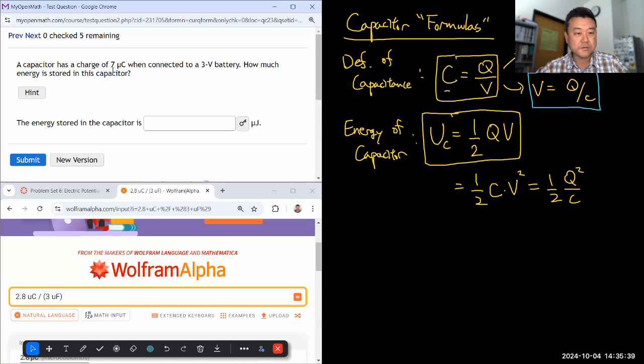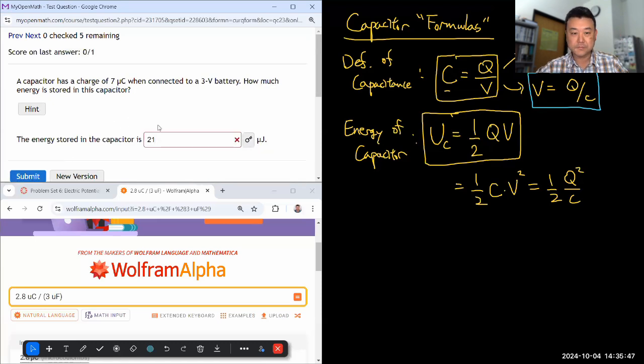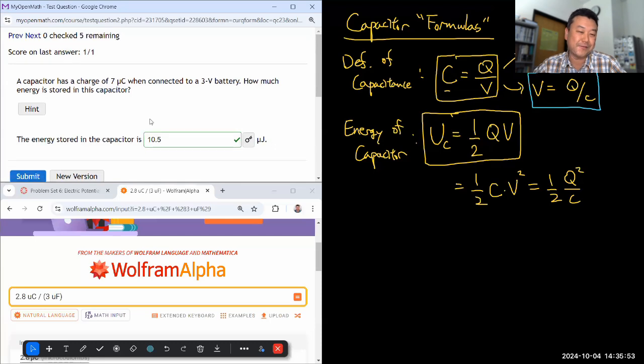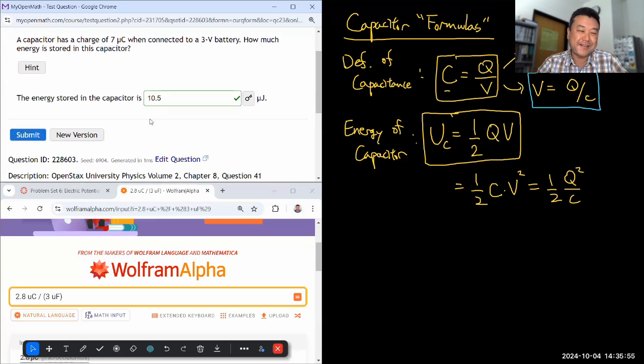So I can just do the 7 times 3 and answer in micro. Yeah, so I think I can just put in 21 and that should be right. Why? Oh, because of the factor 1/2. Yeah, that's right in the formula, but I forgot that I wrote the factor 1/2. So just don't forget this 1/2.